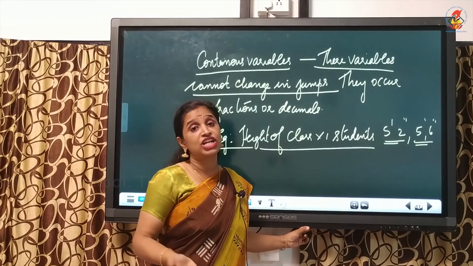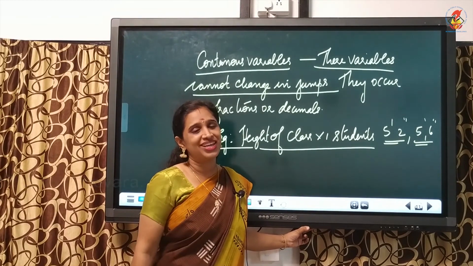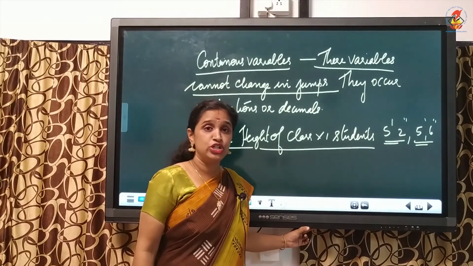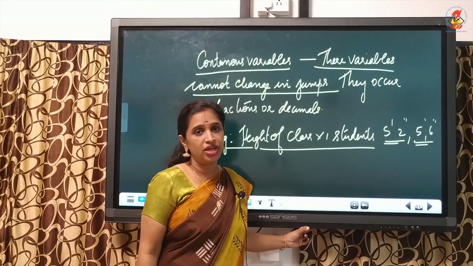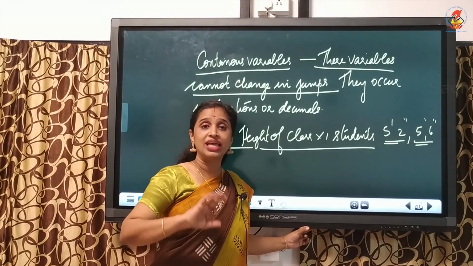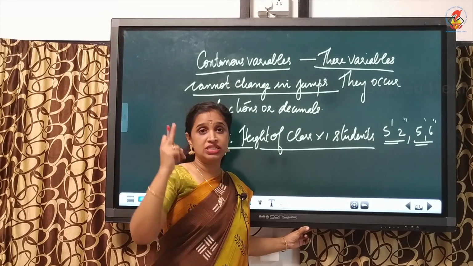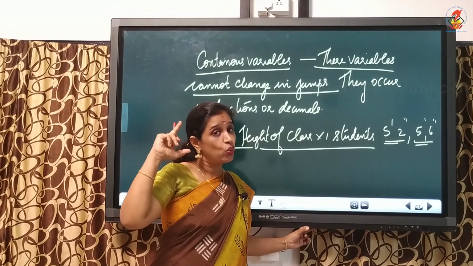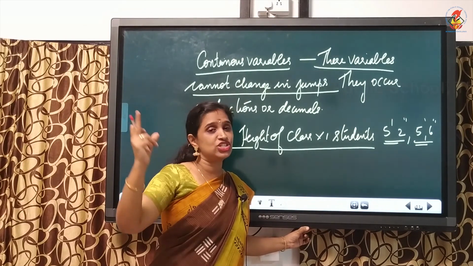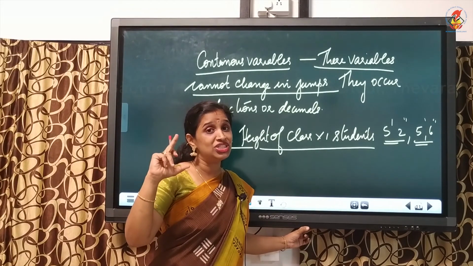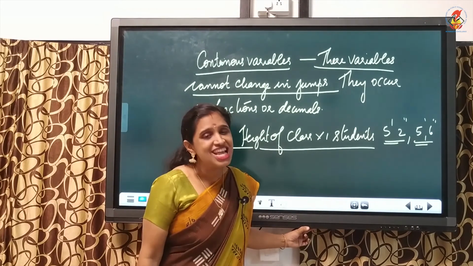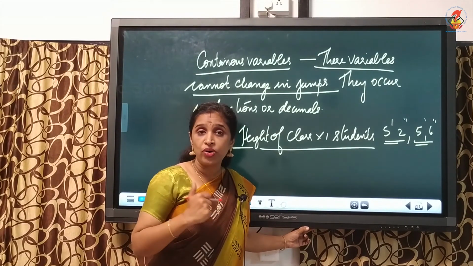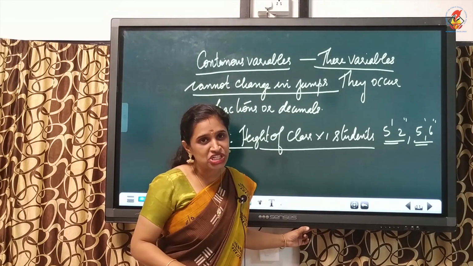They occur only in fractions or decimals. This is how we calculate the height of the students of class 11, as 5 feet 2 inches and 5 feet 6 inches, that is known as continuous variables. So continuous variables are those variables which can occur only in fractions or decimals. They cannot change in jump or occur in whole number. Whereas discrete variables can occur only in jump or whole number. They cannot occur in fractions or decimals.